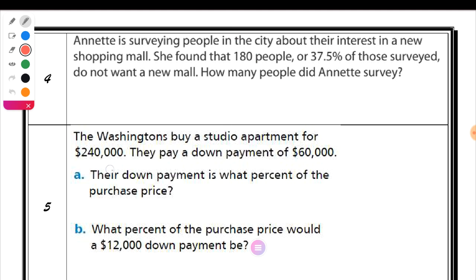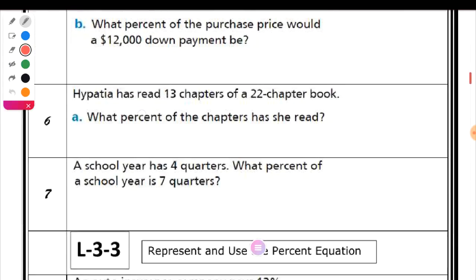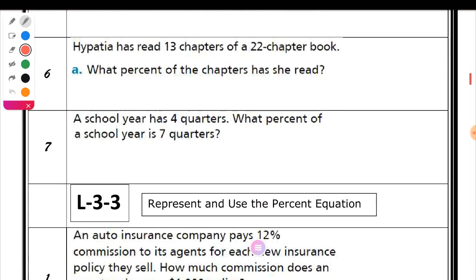Again, next question. Someone has read 13 chapters of 22 chapters, okay, 13 of 22: part, whole. Use the formula and find the percent, okay? A school year has 4 quarters. A school year has 4 quarters, okay? What percent of a school year is 7 quarters?